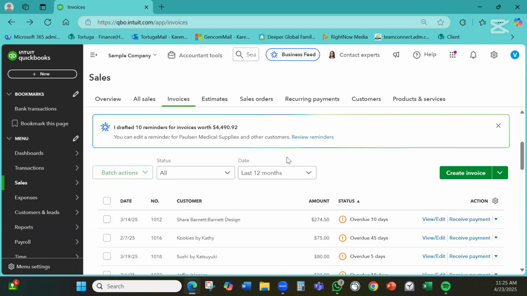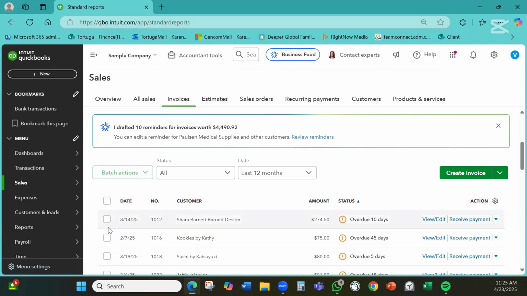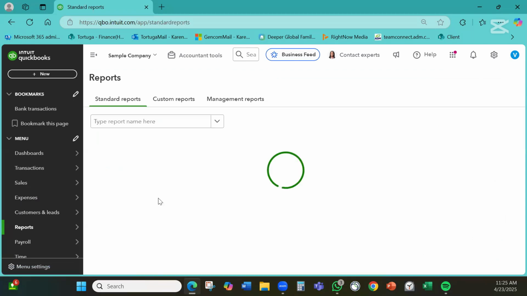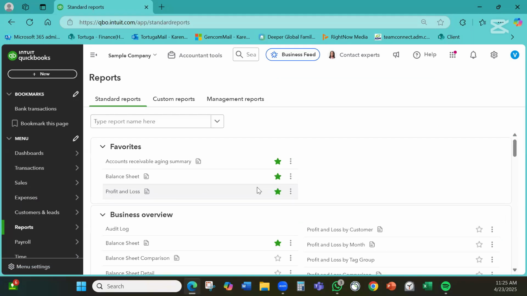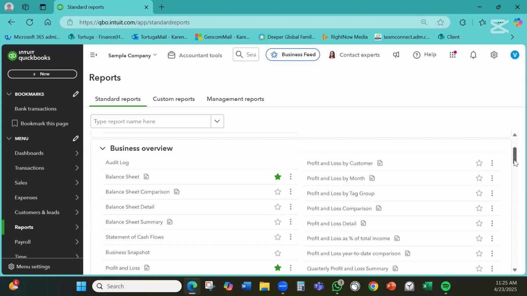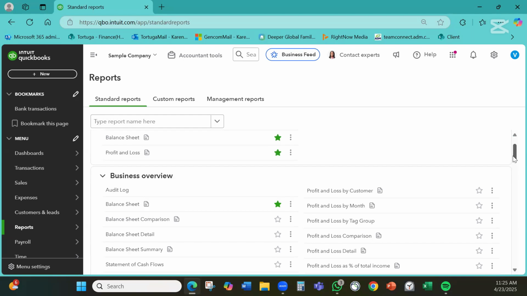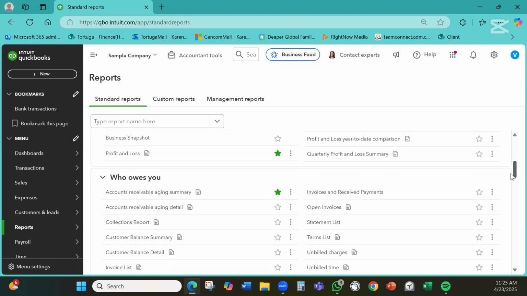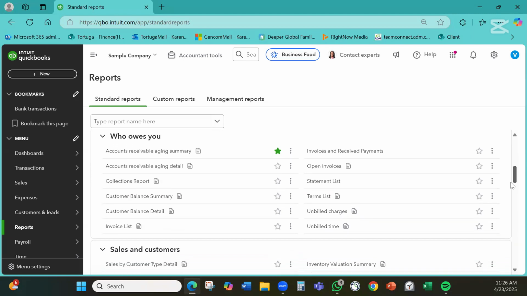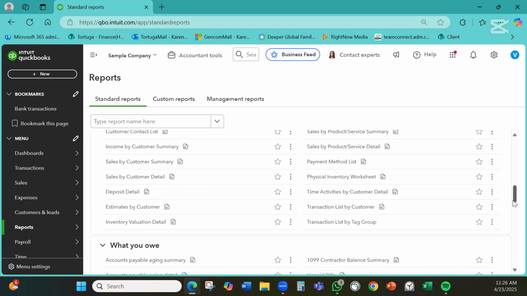All right. And of course, I'm just going to jump to report and show you something. If you go to report, this is going to be using the data in there. So there are different reports here that you can look at. You can see your balance sheet, cash flow, profit and loss, all of those things. And it says business overview here. Then it says who owes you. So you know that it's your receivable that's here. Sales and customers, you see all the different reports that you can get about your customers.